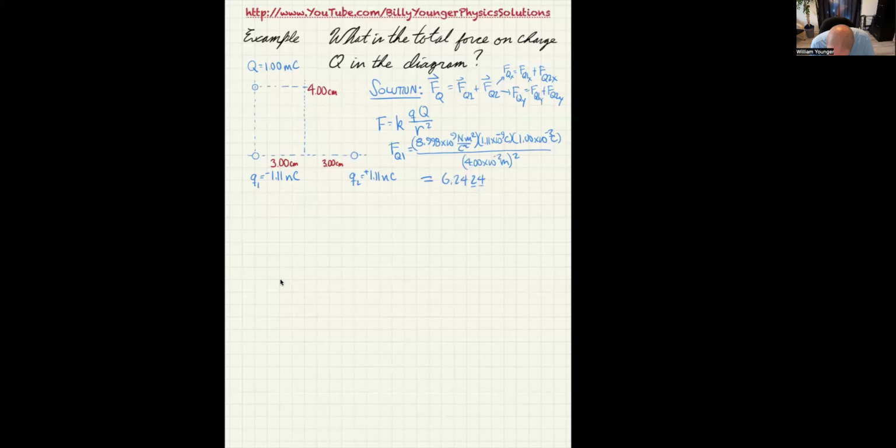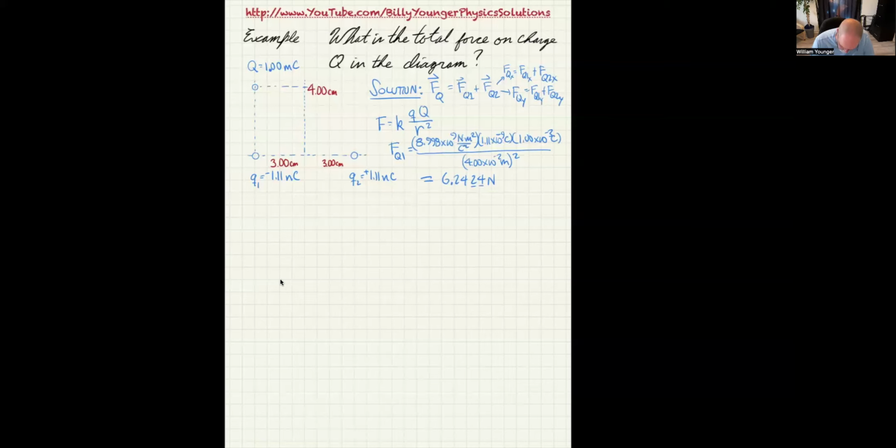And as always, I'm keeping 2 extra sig figs, or almost always keep at least 1 extra sig fig. A lot of times I keep 2. So that's the magnitude of the force between Q1 and capital Q. Now, capital Q is a positive charge, and lowercase q1 is a negative charge. So Q1 and Q actually attract one another. So the force on capital Q would tend to make capital Q move down towards negative Q.